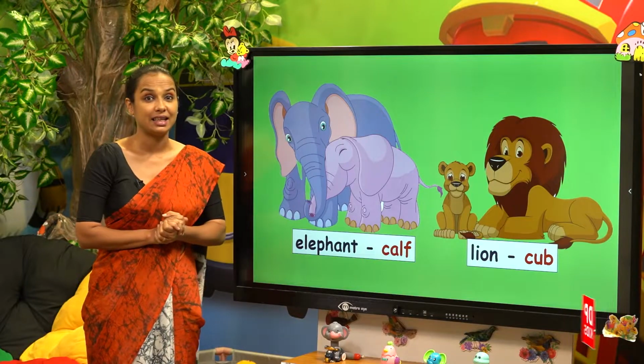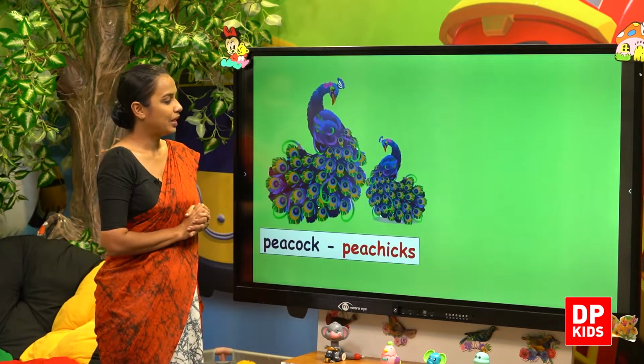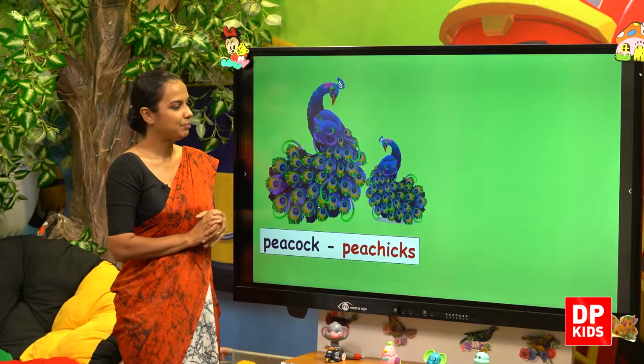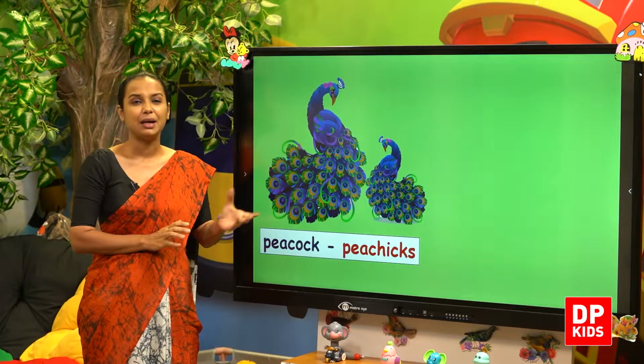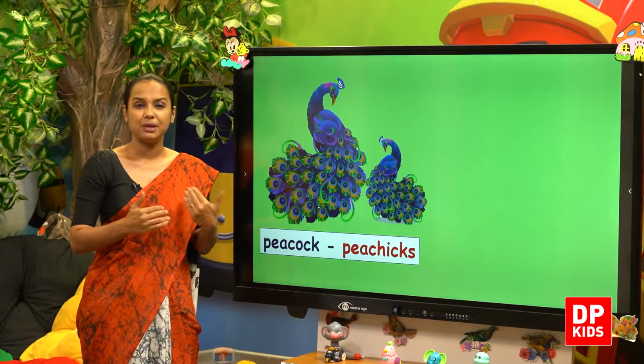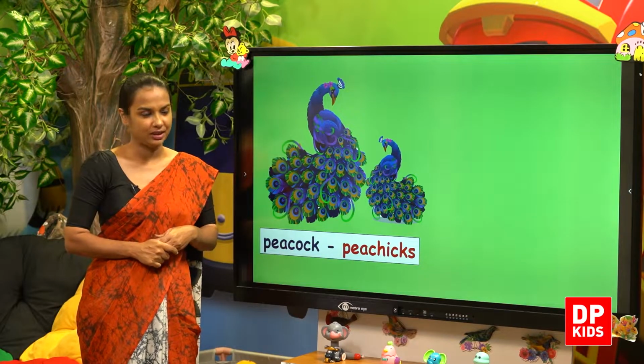We'll see the next. A peacock. The baby peacock is called a peachick. Right? A peachick. A baby peacock is called a peachick.